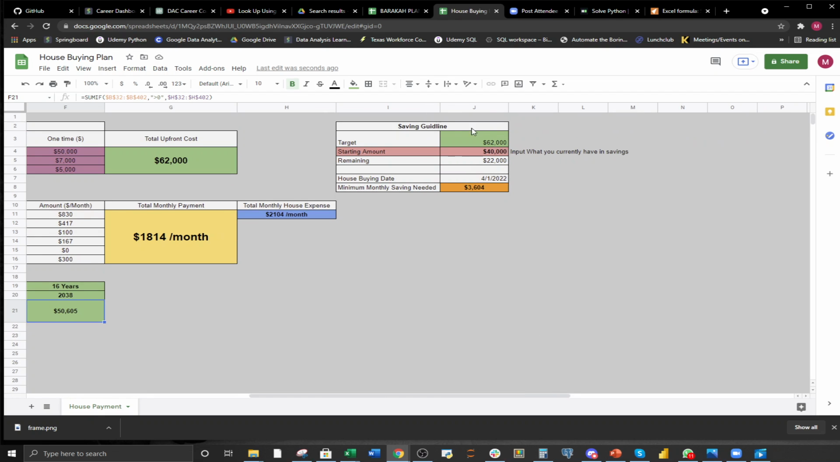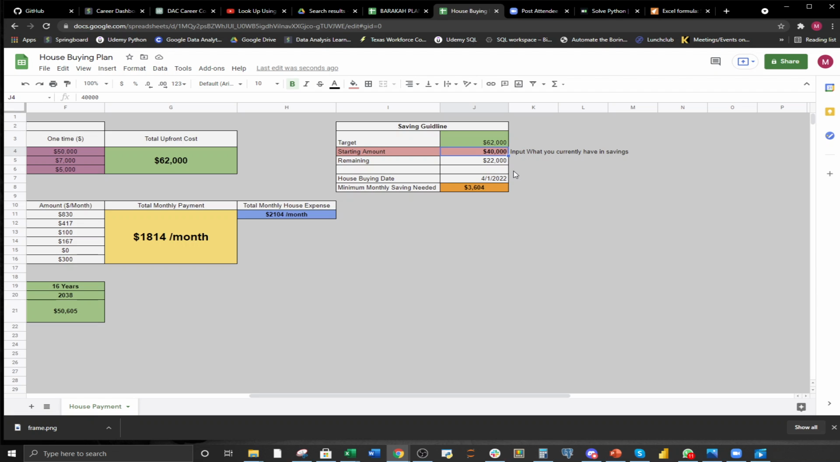And this is a small chart with a table that I have to be able to estimate how you should plan for saving money for the upfront cost. So the only thing you have to change here is these salmon colored cells. This target amount actually comes from here. Whatever the amount is here, it's automatically given here. And this is the amount that you're going to be putting in, the input of whatever you currently have in your savings account as of today.